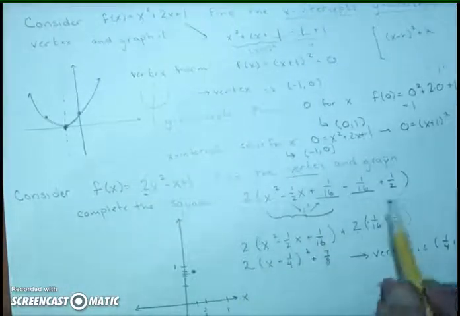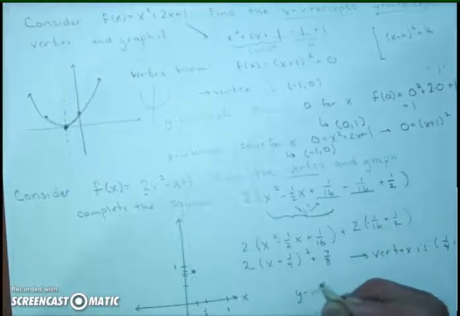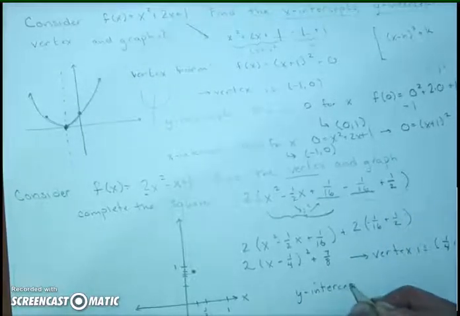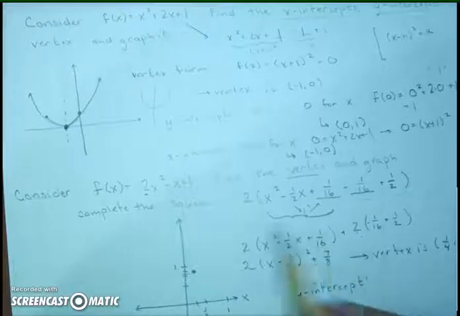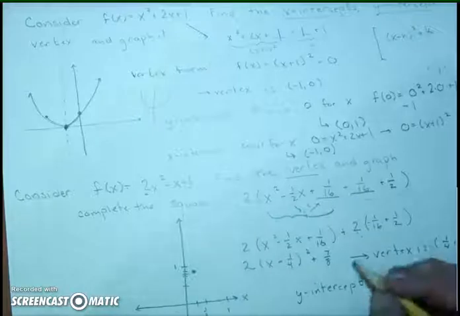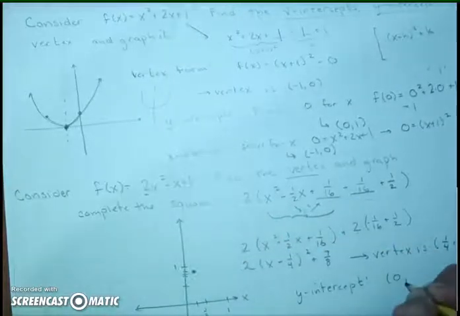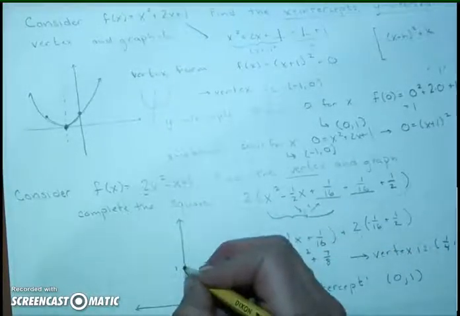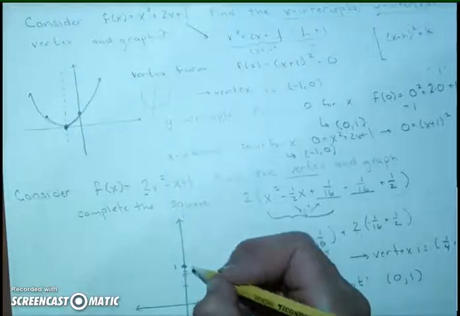So one easy one to find is the y-intercept, and then we'll use symmetry again. So the y-intercept is just when I plug in 0 for x, so I get 0 minus 0 plus 1, so the y-intercept is at 0, 1, so that's right there. And now I'll just use symmetry again.